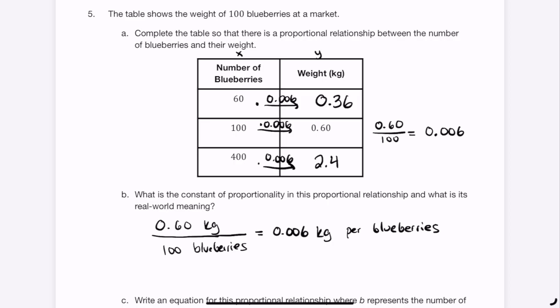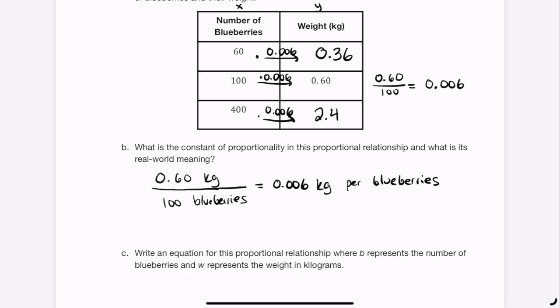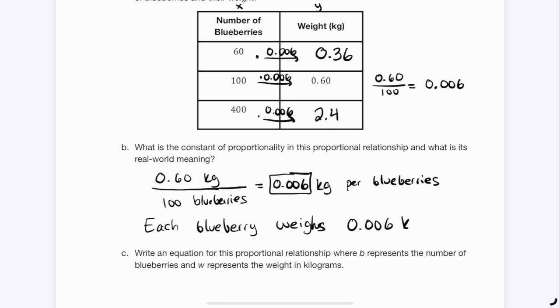So we wouldn't really generally measure blueberries in kilograms. Kilograms is a large measurement. It's 1,000 grams. We normally measure really heavy things in kilograms. And one blueberry is very small, which is why this is a very small number. But if we're thinking about hundreds and thousands of blueberries, then it starts to make sense to measure it in kilograms. But this number, 0.006, that's the constant of proportionality. And the real world meaning is that each blueberry weighs that amount of kilograms.